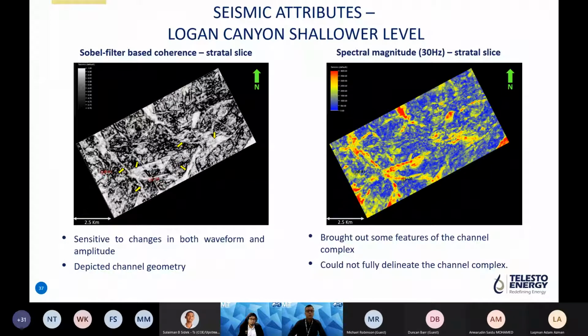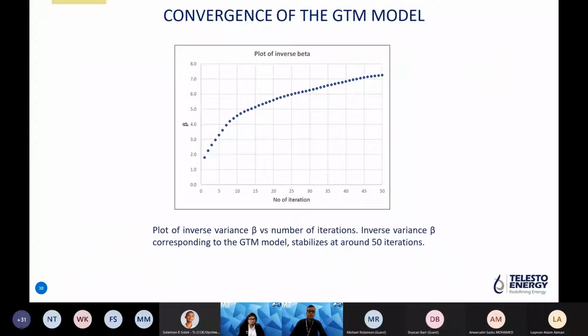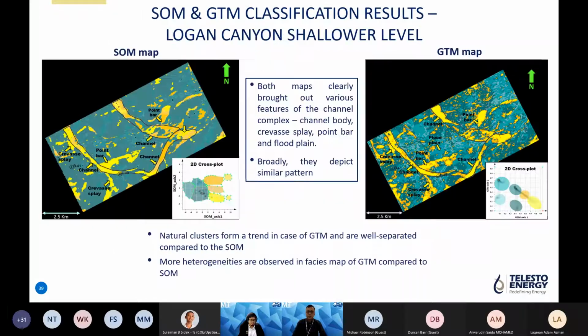What you can see on the coherence as well as spectral magnitude attributes at the Logan Canyon shallower level, you could see channel geometry, but not very clearly. So this is essentially a test showing the convergence of the beta, and here we could see it stabilizing around 50 iterations.